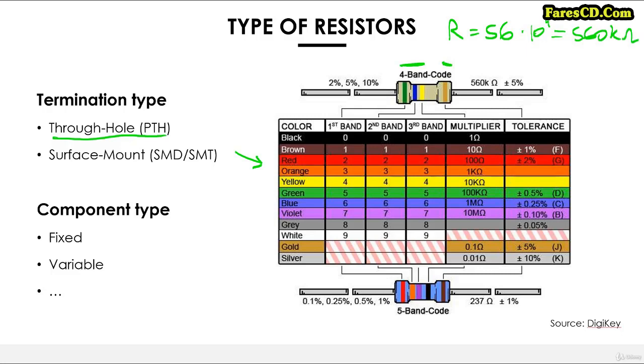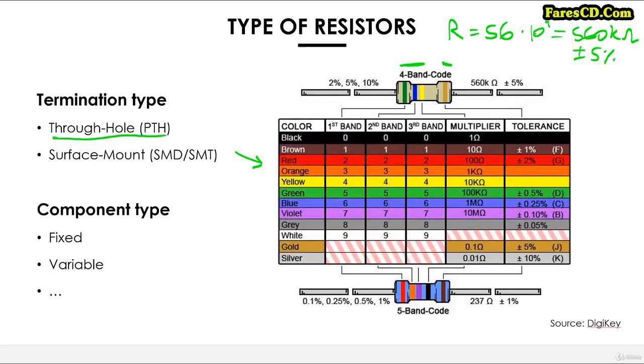Now the last band, the isolated one, it's gold. That's the most common color that you will find for the tolerance. And that means that the tolerance of this resistor is plus minus 5%. So as you buy these components and put them on the board, the nominal value is 560 kilo, but really the value of the resistance could be anywhere within 560 kilo plus minus 5%.